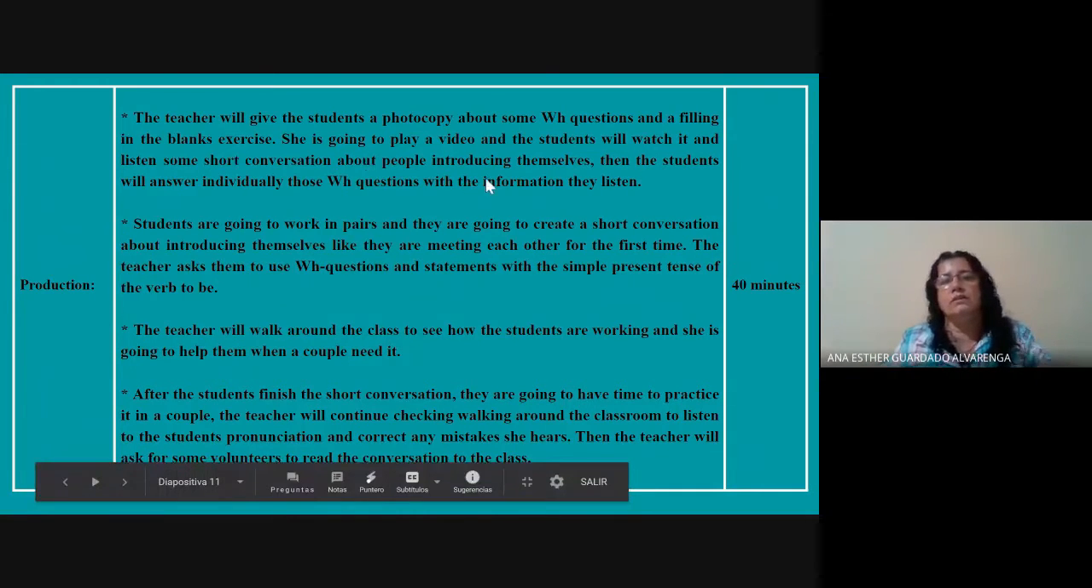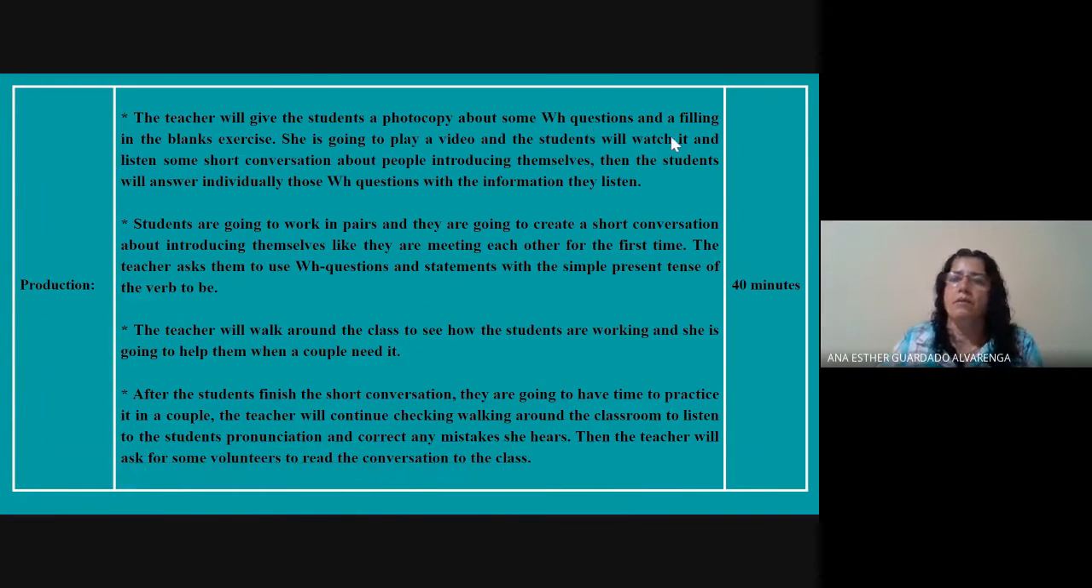The teacher is going to give a photocopy about W questions, and the students are going to have an exercise filling in the blanks. The teacher is going to play a video, the students are going to watch it, and they are going to listen to some information, and then they are going to have time to fill in the blanks with the information they listen to, according to what the teacher is asking in the sheet of paper.